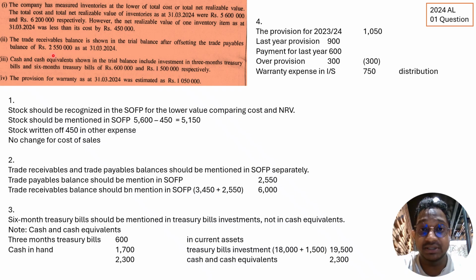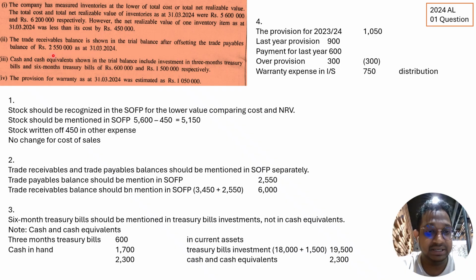So that's incorrect. The trade payables balance you should mention in SOFP under current liabilities. The trade receivables balance shown in the trial balance is 3,450. To that, you have to add the offset trade payables value of 2,550. So your correct trade receivables balance that you should mention in SOFP is 6,000, right?